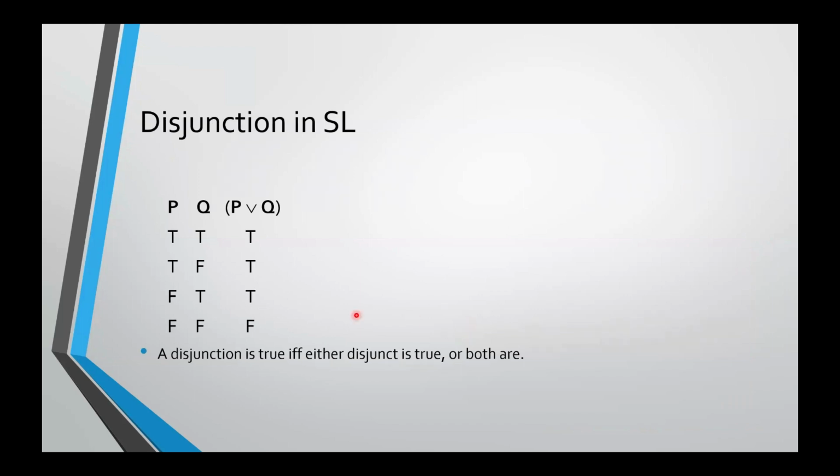In SL, this is the characteristic truth table of disjunction. This is the symbol that we use for it. This is the wedge. The disjunction is true if and only if either disjunct is true, or both of them are. It is false only when both of the disjuncts are false. So of course, this is inclusive disjunction. That's the account of disjunction that we're using in SL.